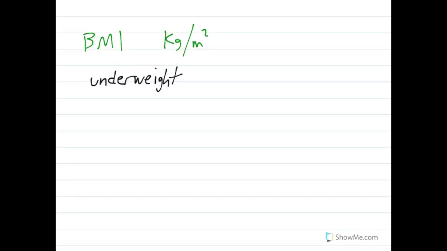But first we need to review body fat and what's called BMI. That is your body mass index. It's measured in how many kilograms you weigh divided by your height in meters squared. So first we have underweight if you're actually too thin, which is anything under 18.5. Then you have what's considered normal, which is going to be in the green here, 18.5 to 24.9.